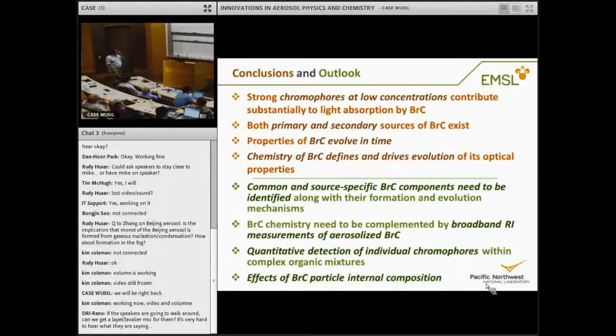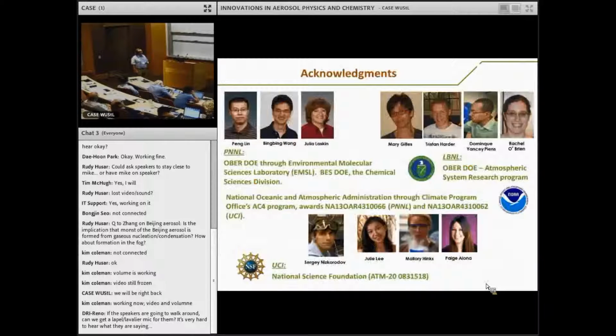Of course, there is a challenge of quantitative detection of individual components or chromophores of BrC within complex organic mixtures, and there is lots of work that needs to be done to advance the analytical techniques toward this goal. And again, as I already noted, what is the effect of different internal particle composition on the overall optical properties? It's actually an untouched area in many ways that also needs to be explored. And with that, this is my last slide.